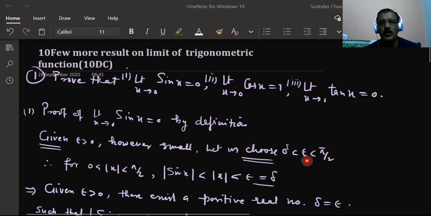This we have fixed because this is given. And now why do we do this? Because in the definition, when x tends to 0 means 0 is less than modulus x minus 0 is less than delta, and modulus of sin x minus 0 is less than modulus x minus 0, which is less than epsilon equal to delta. So by using this, we can convert this into the definition form.